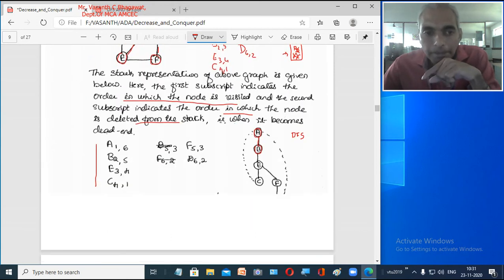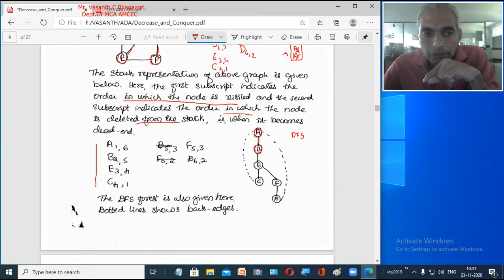Now after B, the third node in the order, you can see E. E is the third node which you have visited. So from B you draw an edge to E. Now after E you are visiting C, right? After E you have visited C. Now draw this C with an edge, right?